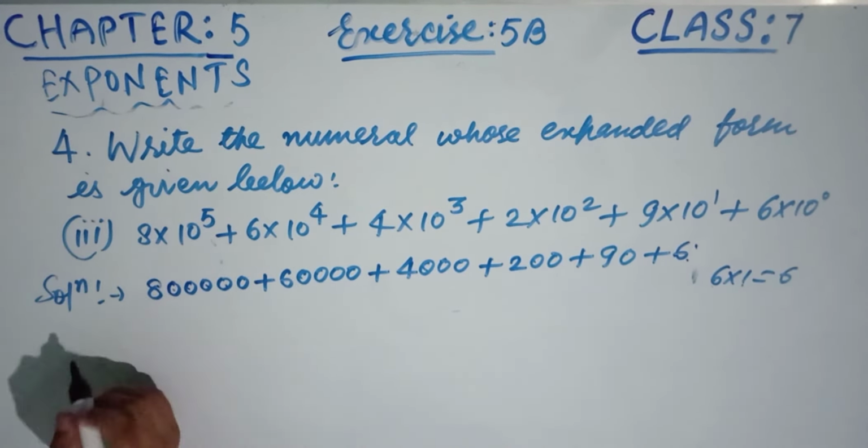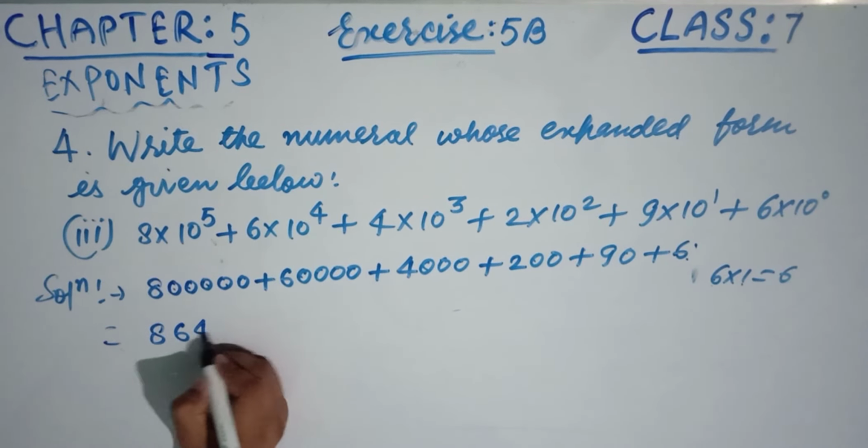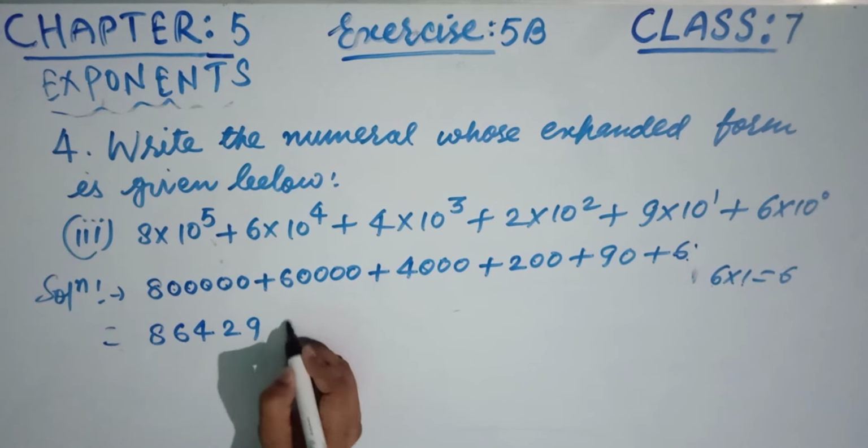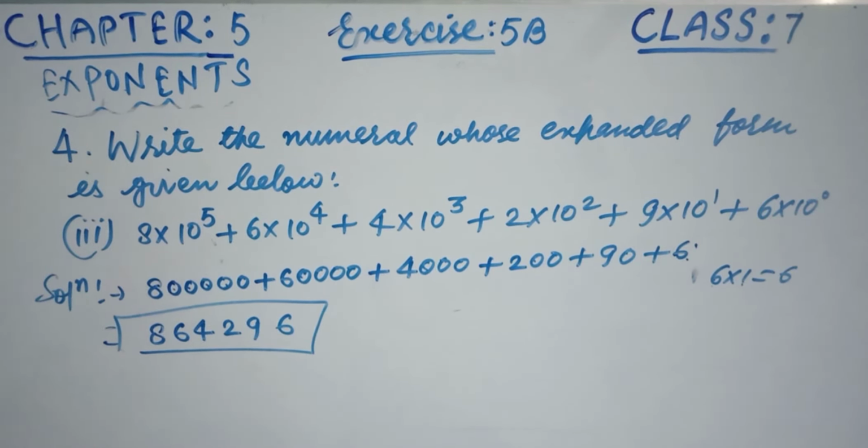Okay, now add the values friends. Here remember this is 8 friends, then 6, this is 4, this is 2, this is 9, this is 6. Remember friend, this is your answer. We can match it: 8 6 4 2 9 6. Yes, this is the correct answer. This is complete.